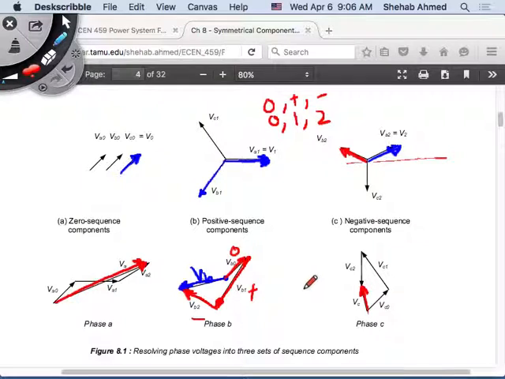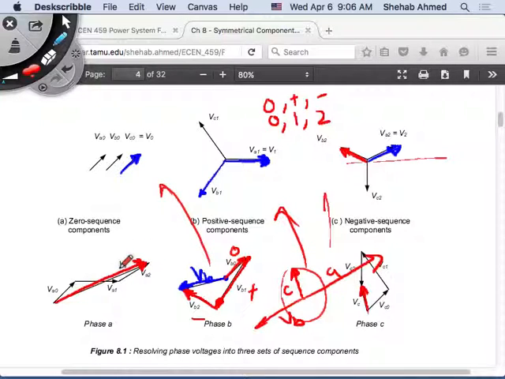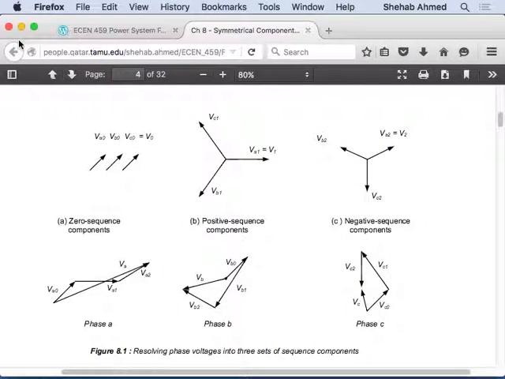So this is my phase C that I'm measuring. Phase B that I'm measuring seems to be here, a little bit bigger. Phase A that I'm measuring is somewhere here, and a lot bigger. Obviously, this is an unbalanced system. This is a three-phase unbalanced system. So how do I go now from these to these using symmetrical components theory?